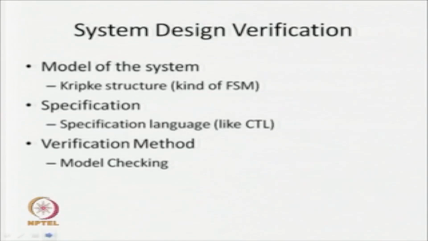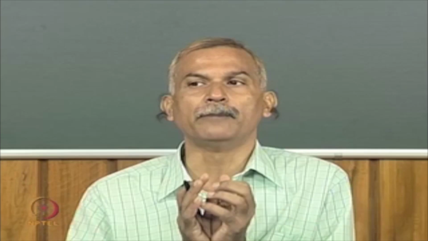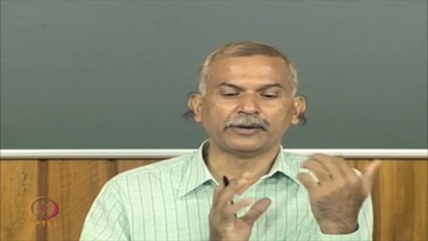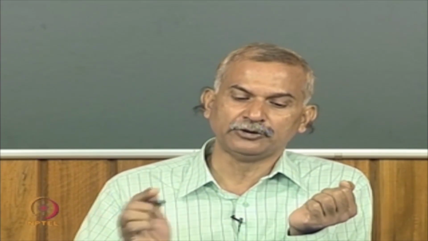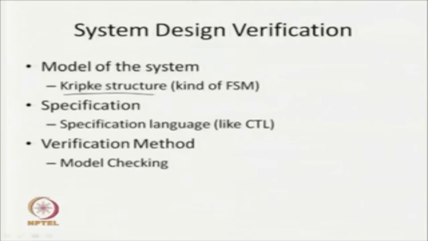Now, what we have seen in this particular case is basically system design verification. We have a design, and after coming up with it, we try to verify or check whether my desired properties are true in this design or not. For that, we have to come up with a model of the system. If I am going to design something simple, say a traffic light controller, we have to come up with a model, and this model we represent with the help of a Kripke structure, which is a kind of FSM, finite state machine.